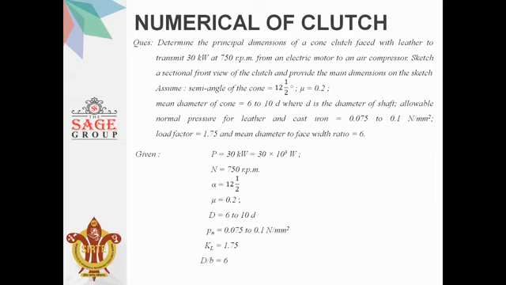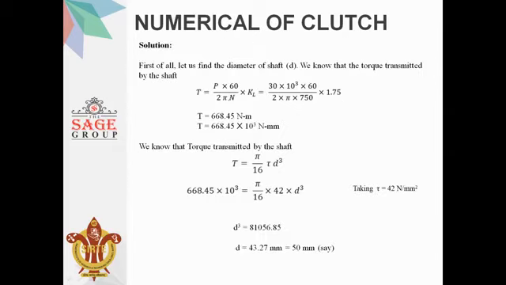Pressure, we are given the allowable normal pressure for leather and cast iron. It is 0.75 to 0.1 Newton per mm square. Load factor KL is 1.75 and the ratio of mean diameter to the face width, D upon B, is equal to 6. Now let's start with the solution. First, let us find the diameter of the shaft. We will find the diameter of the shaft on which the clutch is mounted.